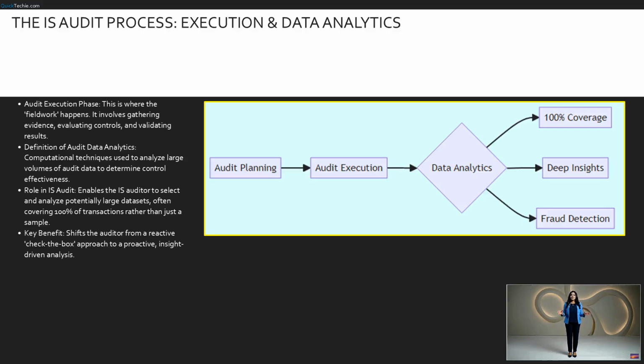Why is this critical? Because it allows us to evaluate the effectiveness of controls across the entire population of data, not just a small slice. This is the foundation of modern audit execution. Looking at the diagram, we see the flow from planning to execution. Within execution, data analytics acts as a central engine. Instead of a single output, it branches into three powerful advantages: achieving 100% coverage of transactions, generating deeper insights into operations, and significantly enhancing fraud detection capabilities.